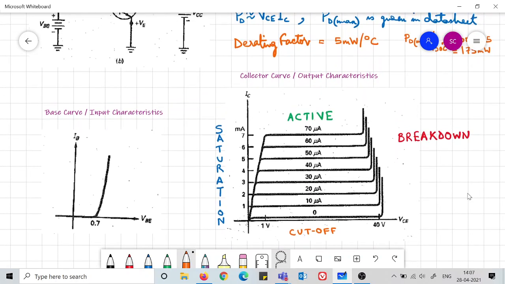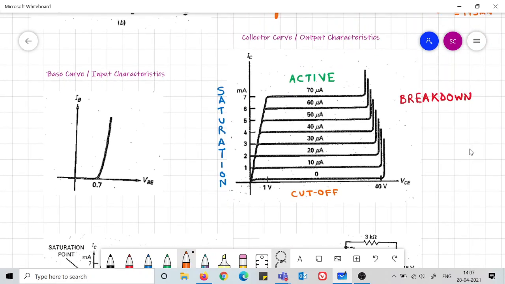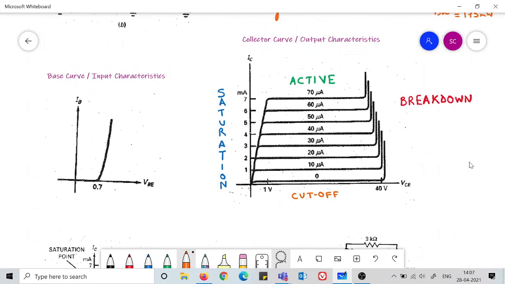Okay, so we move ahead. We understood the equations, and now we try to understand the characteristics of the transistor, the characteristic curves. There are two characteristic curves: one is the input characteristics or the base curve, and another is the output characteristics or the collector curve. We are mostly concerned about the collector curve because the base curve is nothing but a diode characteristic.